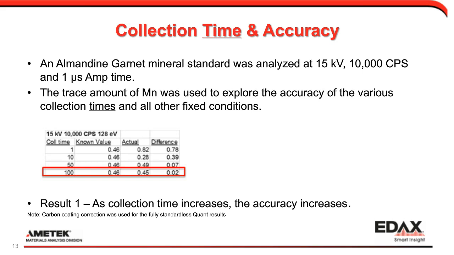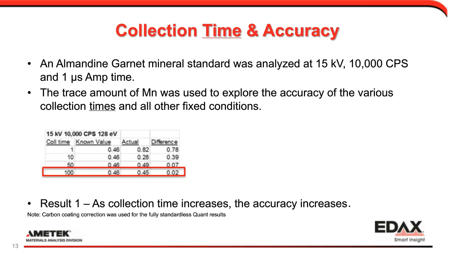And the variable was the collection time. So we collected at 1 second, 10 seconds, 50 seconds, and 100 seconds, an increasing amount of time, to look at how it changes the results. And as you can see in the results, the longer that we collect for, we get actual values that are closer to the known value of 0.46 weight percent.